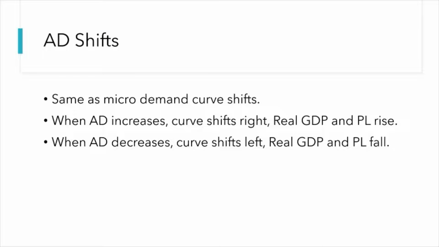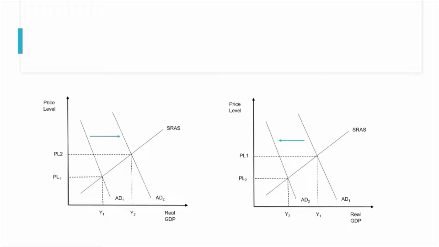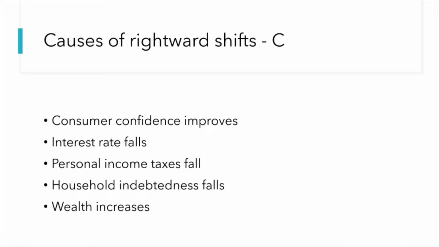So the aggregate demand curve and the aggregate supply curves shift just like the micro demand and supply curves. So when aggregate demand increases, the curve shifts right. Real GDP and price level both increase. When aggregate demand decreases, the curve shifts left. Real GDP and price level both fall. So here we have two diagrams which show this.